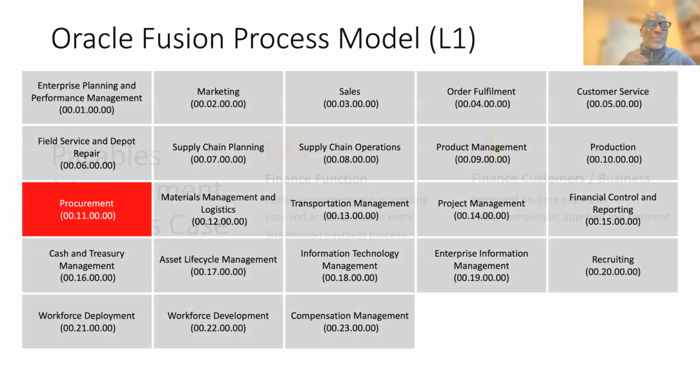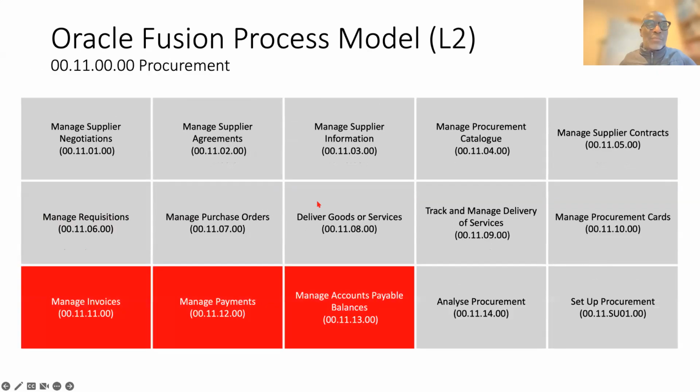Now, if we go into the level 1 Fusion process model, you've got procurement, and it's 00.11.00.00. So you've got all these numbers, but I'll come back to those numbers in a minute. So this is the level 1. Now, when you drill down within procurement, it takes it into another level. So within procurement, you have your invoices, payments, and accounts payable within that.